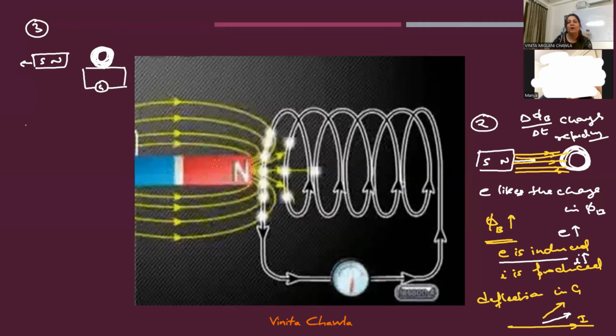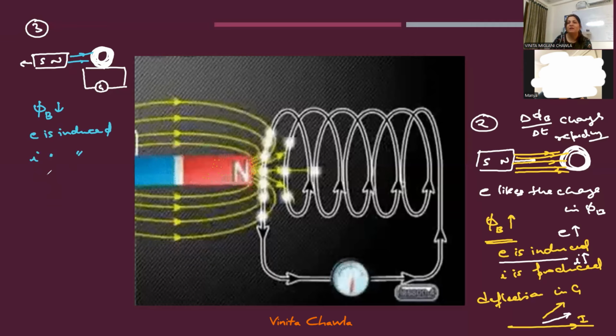So when you move the magnet away from the coil, then fewer lines will enter the coil now. Right? So magnetic flux is the number of field lines crossing the area. So magnetic flux linked with the coil is decreasing now. Because magnetic flux is decreasing, again, because there is change in magnetic flux, EMF is induced. Again, current is produced.